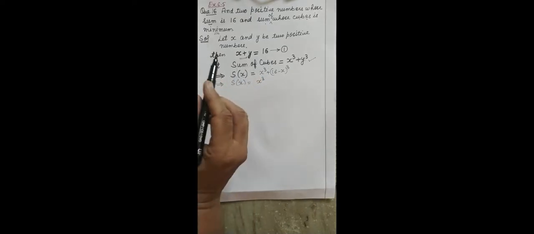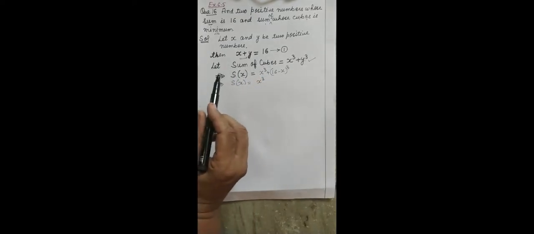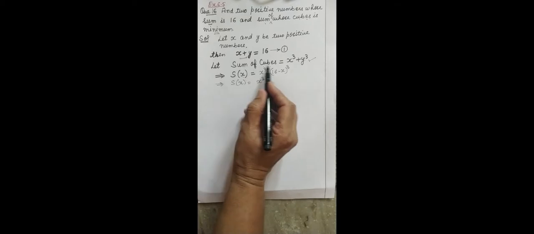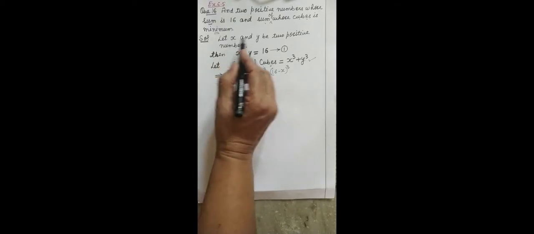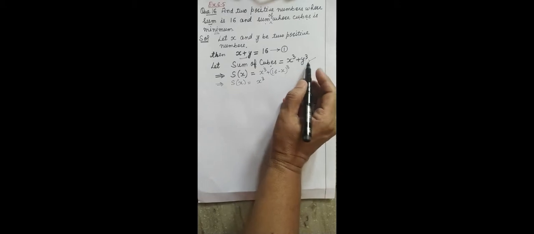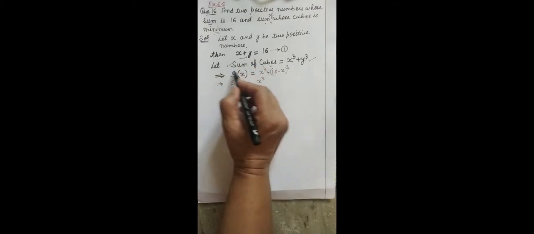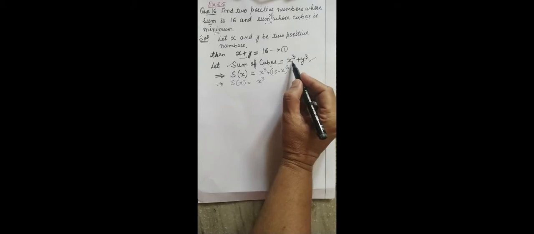Now I will create the function which I have to minimize. That means I have to minimize the sum of the cubes. What will be the sum of the cubes of these two numbers? It will be x cube plus y cube. As I told you in the working rule, we have to convert our target function into a single variable. This is my target function, so I will convert it into a single variable.